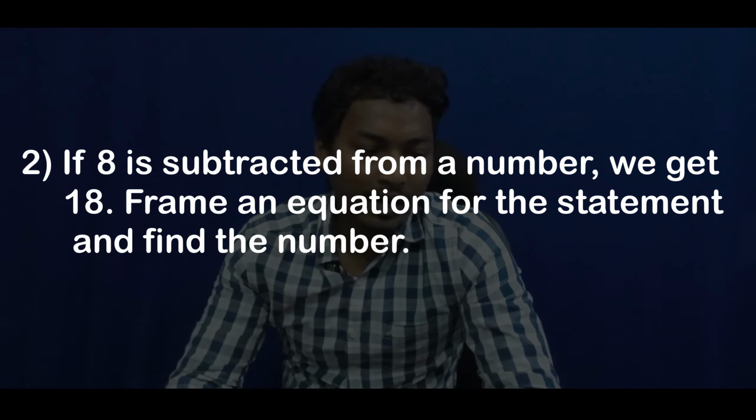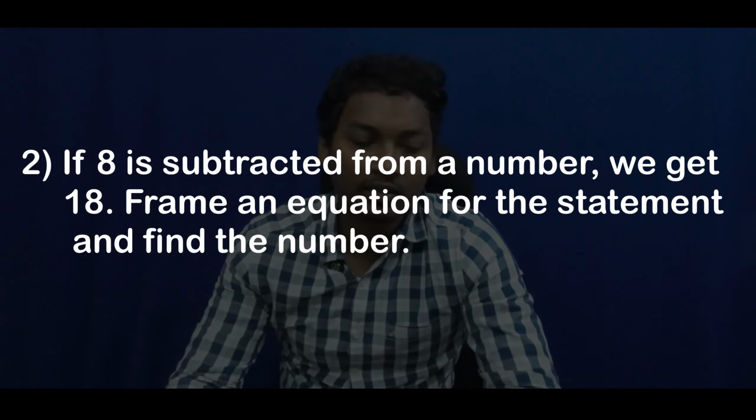If 8 is subtracted from a number, we get 18. Frame an equation for the statement and find the number. So in this question 2, we see that there is an unknown number from which 8 is subtracted. So we don't know that number. So we can take that number to be x, y, z, or any other variable that you want to. Universally we see that x is taken. So let's take x to be that unknown number from which 8 has to be subtracted.